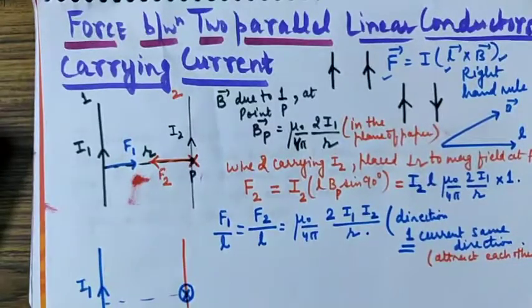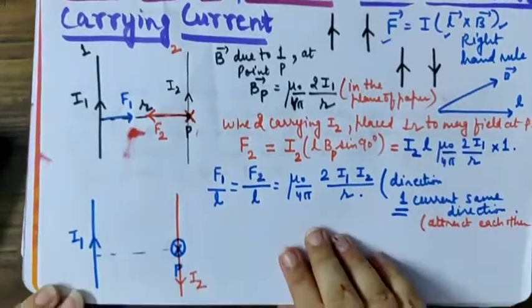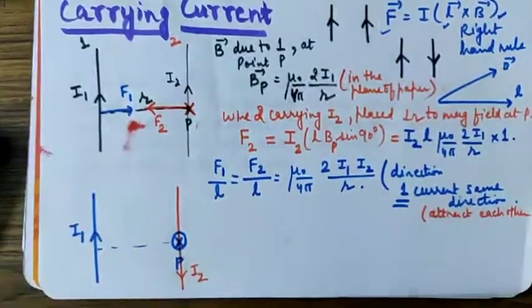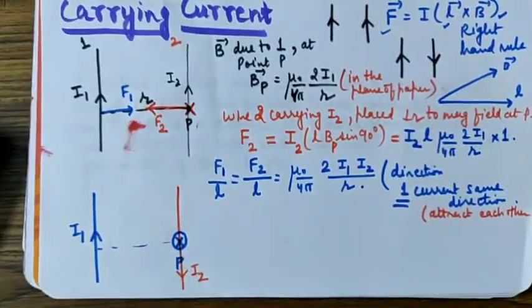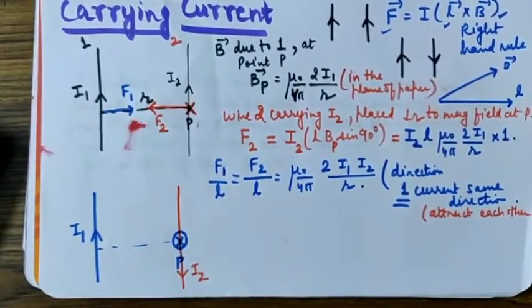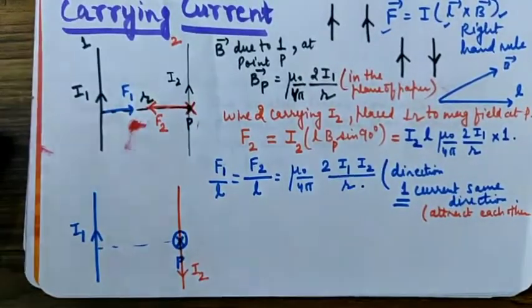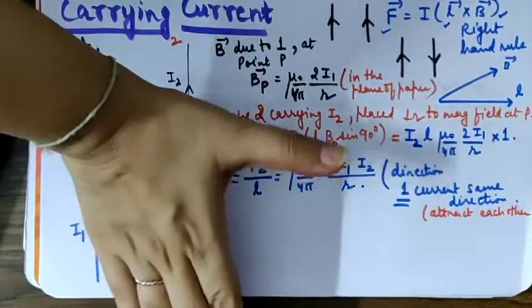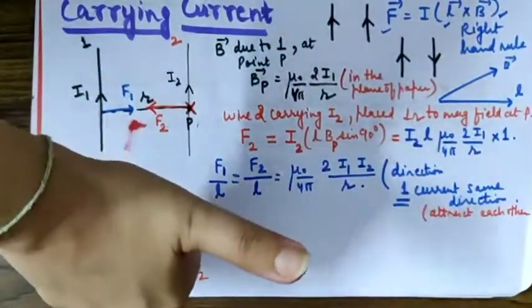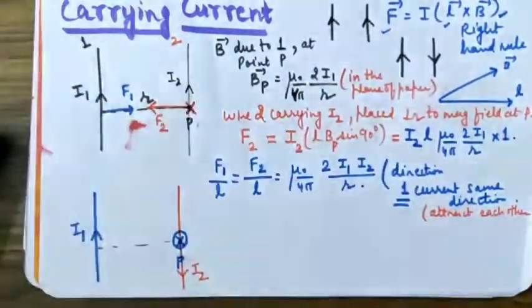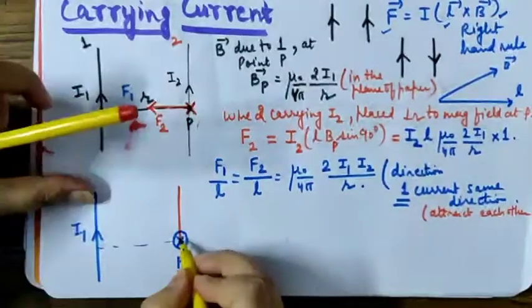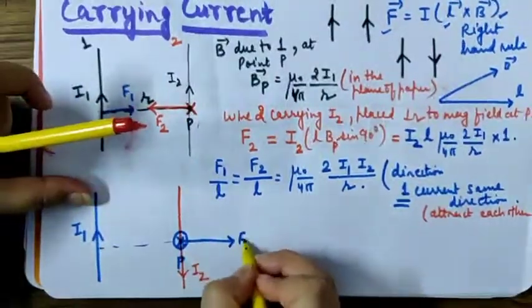So what will be the direction of force experienced by this now? Now the current is downwards here. So if the current is downwards, you have to move in the plane of paper. So what will we do? We'll do right hand in the direction of current, move inwards. So the direction of force will be away.